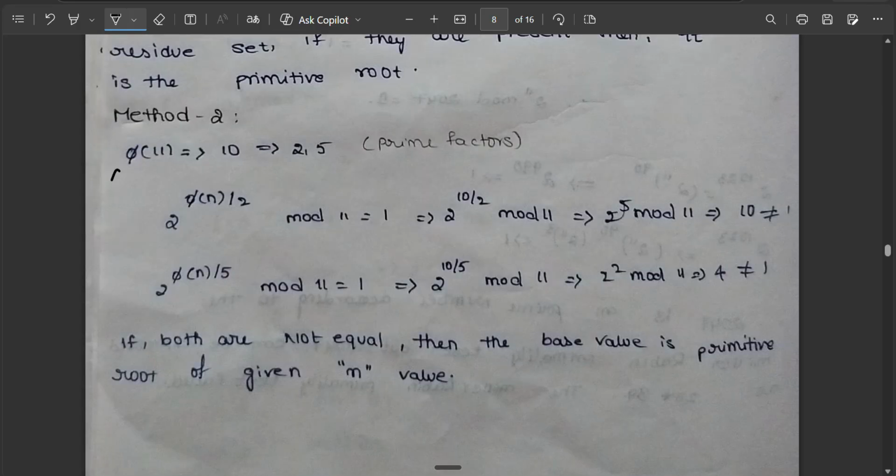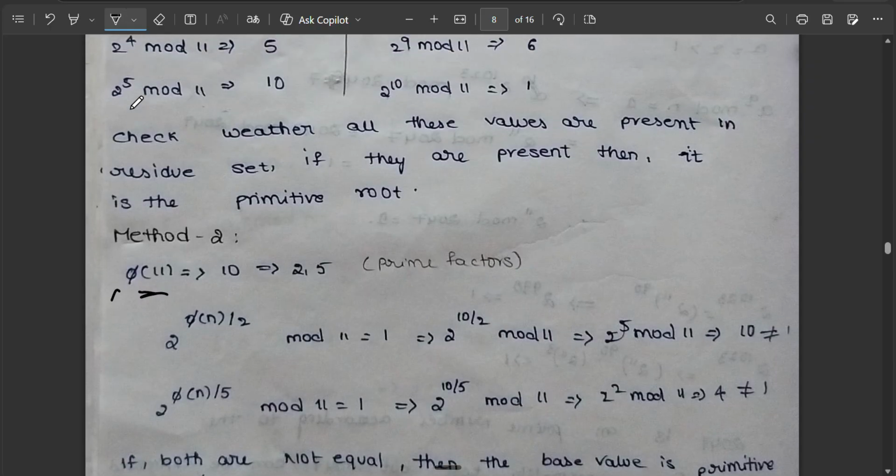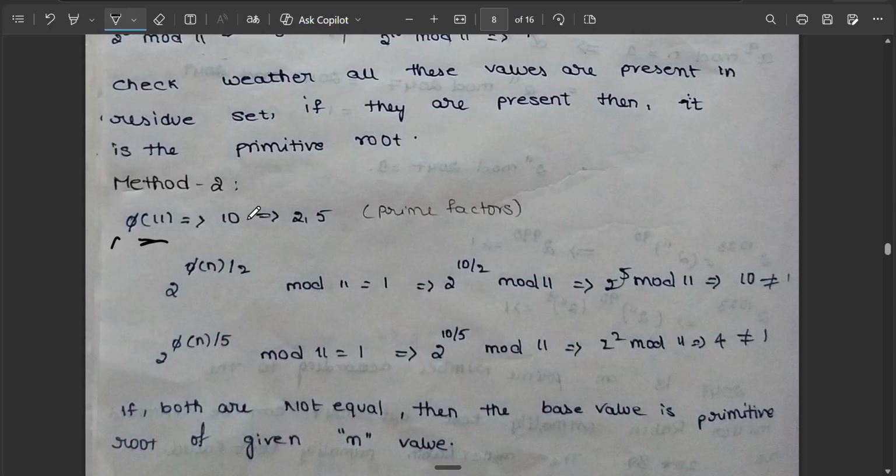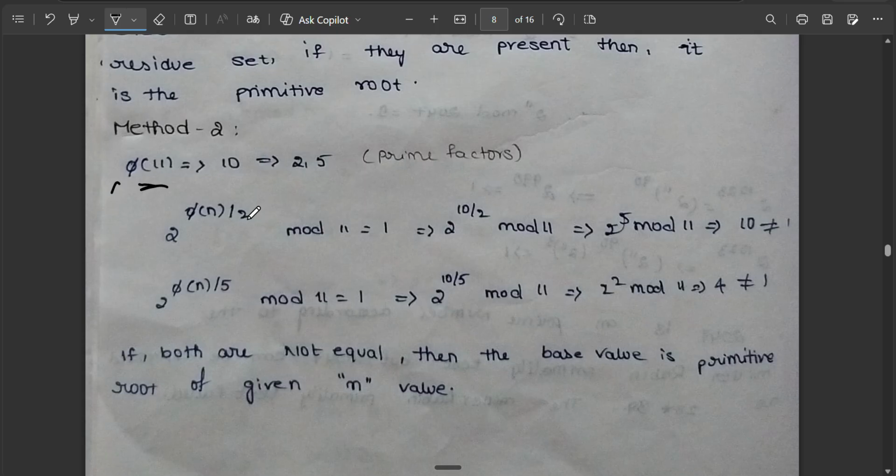If the value of n is 11, you have to find the Euler totient function of 11. It will be 10 since 11 is prime. It falls under case 1, n minus 1, so 10. So you have to write 10 in the form of prime factors. Those will be 2 comma 5, and then 2 power phi of n by 2 mod 11 should not be equal to 1. Similarly, 2 power phi of n by 5 mod 11 should not be equal to 1. Only then we can say that they are primitive roots. Okay, so 2 is a primitive root of 11.